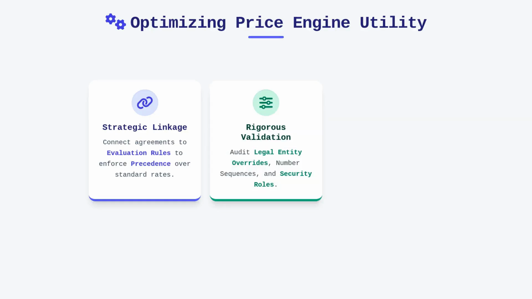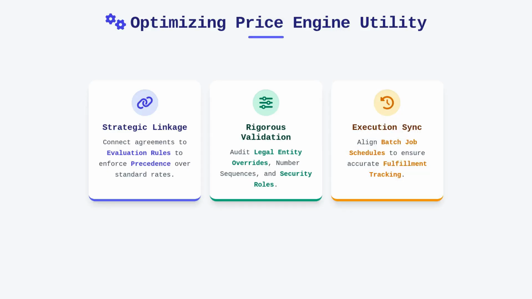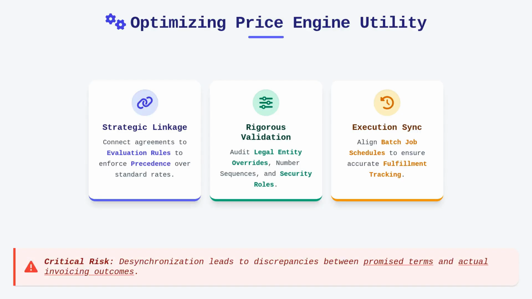Configuration mandates a rigorous validation of underlying parameters, including potential legal entity overrides, defined number sequence frameworks, and precise security role assignments. You must also consider the execution schedules for batch jobs, as automated fulfillment tracking often relies on these background processes to update agreement status. Neglecting the synchronization of these parameters can lead to significant discrepancies between the promised terms and the actual invoicing outcomes.